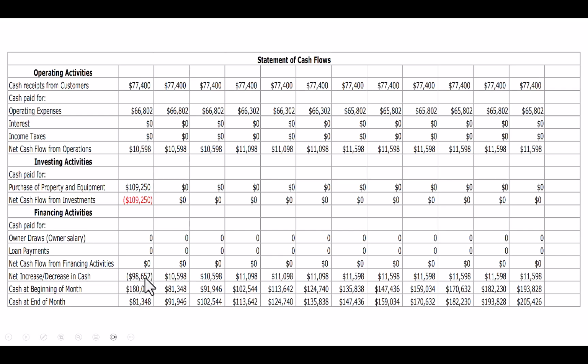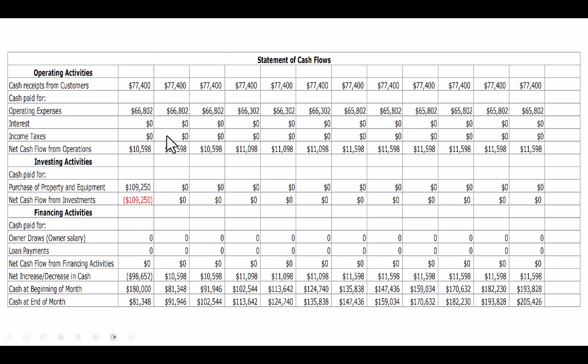So here's my net decrease in cash because remember I took the $180,000, my beginning cash, transferred it from my personal savings into the business, and then I went shopping for all those assets or all those startup costs. At the end of the month, I ended up spending $98,652 more than I made. So my cash at the end of month one is now only $81,358. That becomes the cash at the beginning of month two.